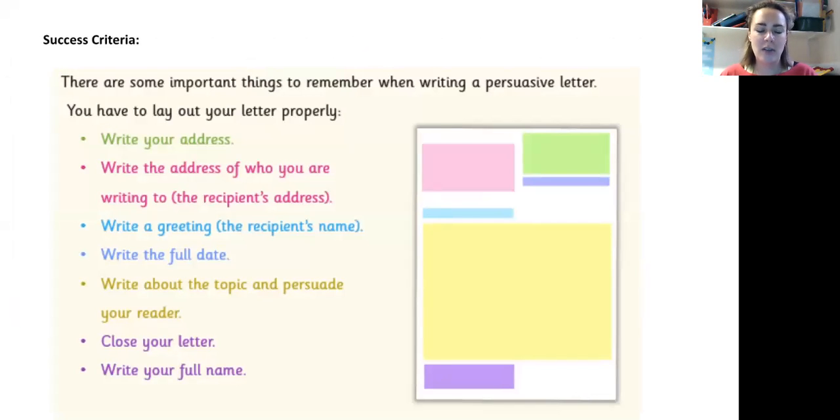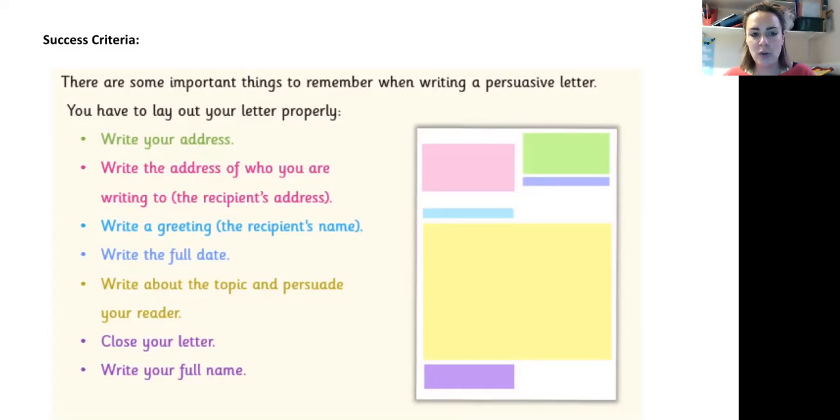So the success criteria. There are some important things to remember when writing a persuasive letter, and that is to lay our letter out correctly. We've got here a handy colour-coded letter to help us. If you have a look at the green section, that is where you write your address. The pink section is where you write the address of who you're writing to. That's also a fancy word for that: recipient. In the light blue section, the turquoisey section, you're going to write a greeting and the recipient's name. So it might be Dear Jemmy when we come to write our letters.